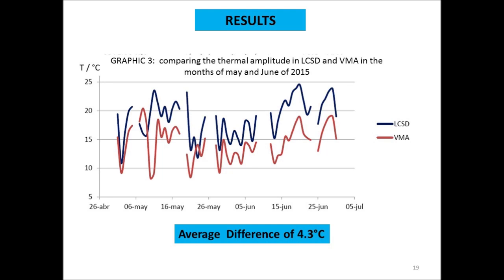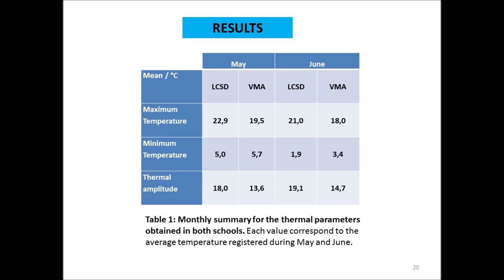This graphic shows that the thermal amplitude in LCSD every day is higher during all the study period. The average difference between both schools is 4.3 Celsius degrees that remains constant in all the period except between May 7th and 15th. Table 1. Monthly summary for the thermal parameters obtained in both schools. Each value corresponds to the average temperature registered during May and June. It is worth emphasizing that the LCSD corresponds to a heat island compared to the VMA, according to the means obtained.